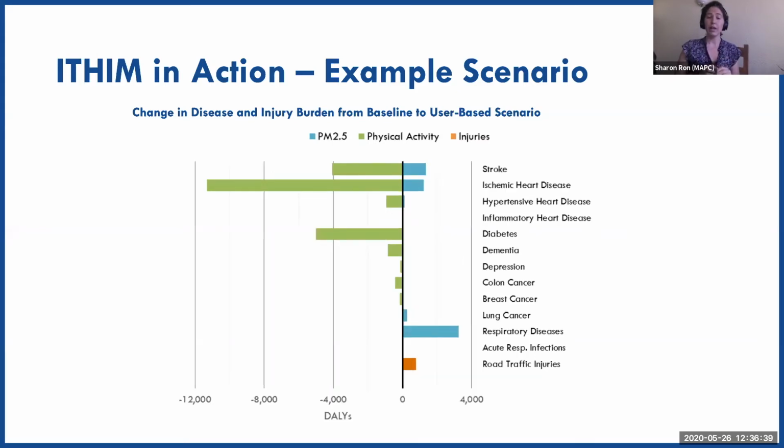You'll see here that the direction of influence when we look at disease burden is similar to what we saw in mortality, but that the magnitude is much greater. And that's especially true when we look at respiratory diseases, but also true when we're looking at, again, those cardiometabolic diseases of heart disease and diabetes. Next slide.